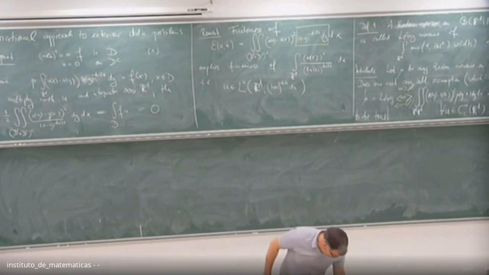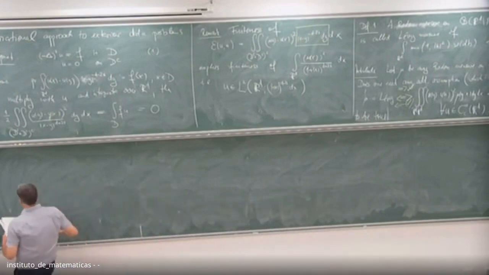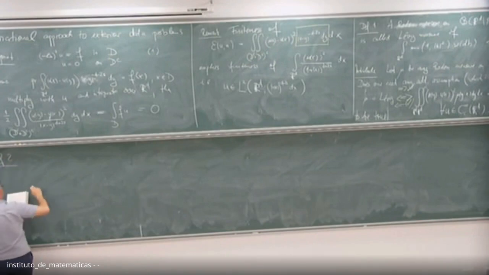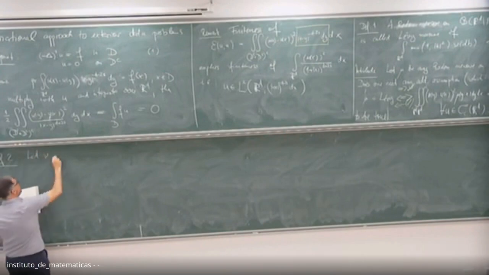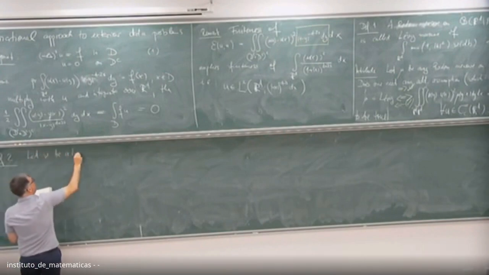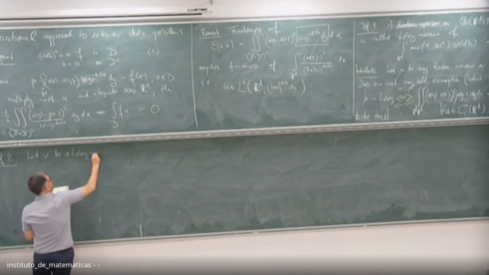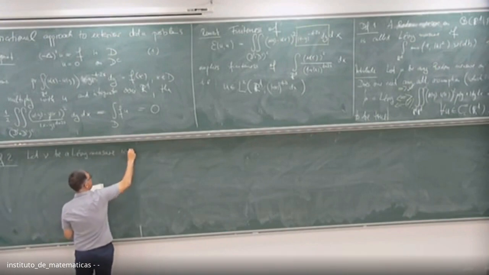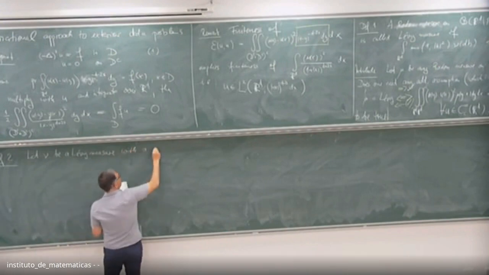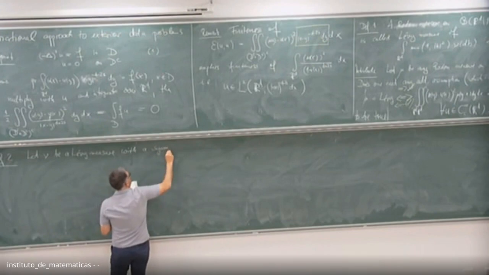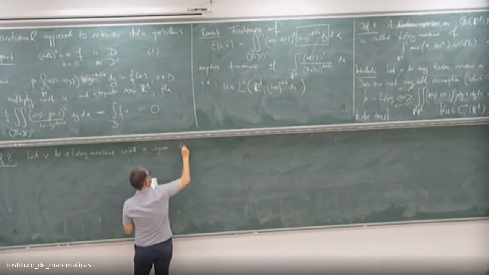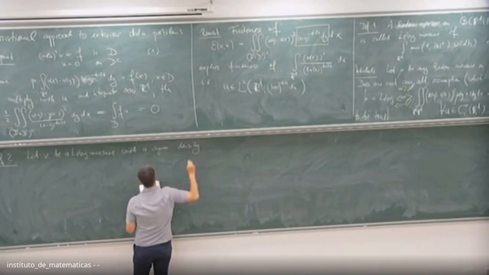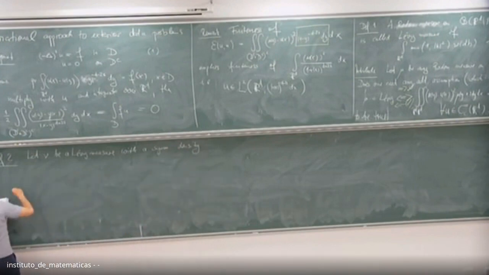Okay, function spaces. Definition 2. So our setup is: let nu be a Levy measure with a symmetric density. So a symmetric Levy measure with a density. Let D be a bounded open set.